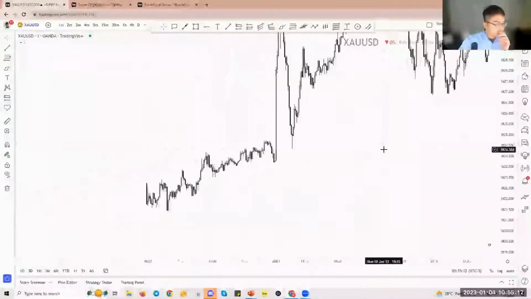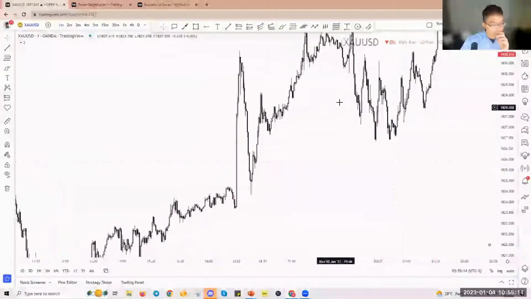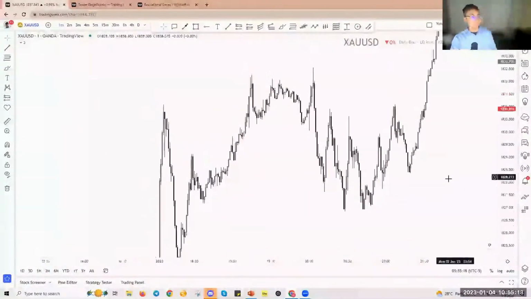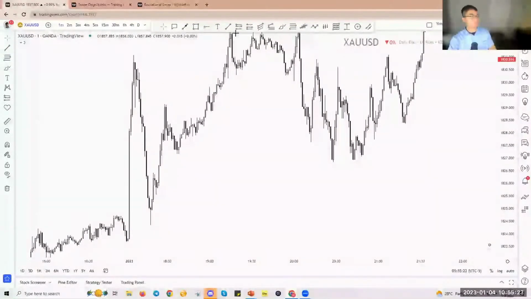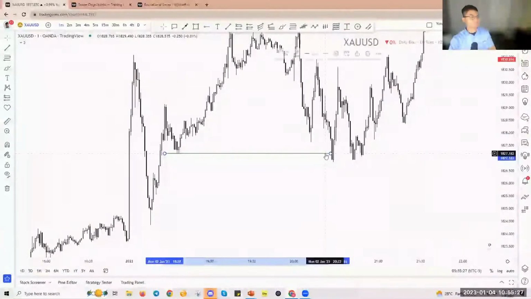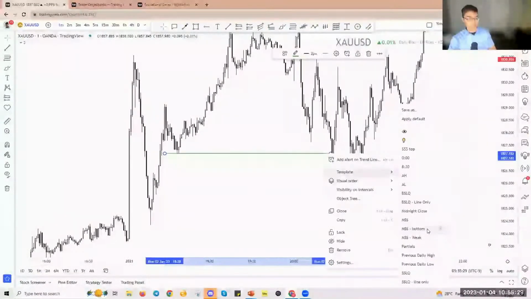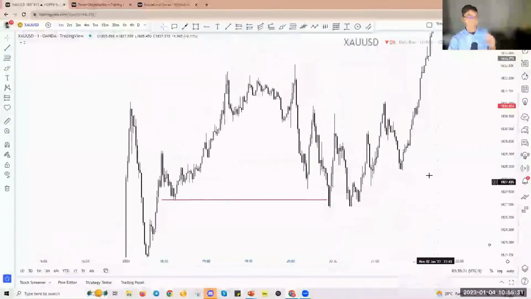Okay, do we have it here? Do we have it here? Test. Okay, we have it here. So price actually went down to clear out the liquidity hotspot, the equal lows right there. I'll just label it out, line only.